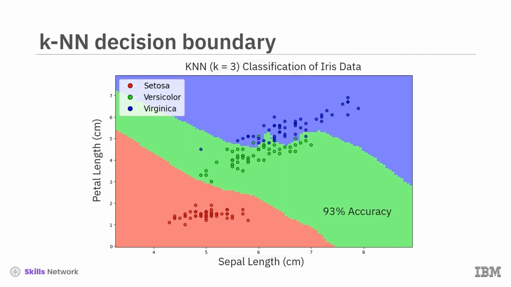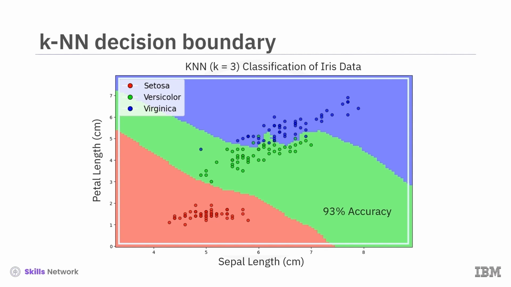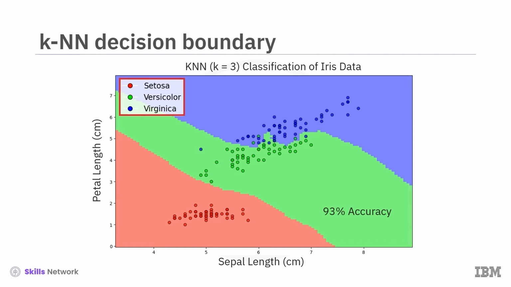Illustrated here is the decision boundary for the KNN classification result using k equals 3 nearest neighbors and 2 input features, sepal length and petal length. The model was generated with the k-neighbors classifier from scikit-learn. The 3 different colored regions indicate which of the 3 classes or types of irises KNN predicted for each pair of sepal and petal lengths. The points are the sepal-petal length pairs labeled with their actual iris type: setosa, versicolor, or virginica. As you can see, KNN correctly classified most of the irises with an accuracy of 93%.